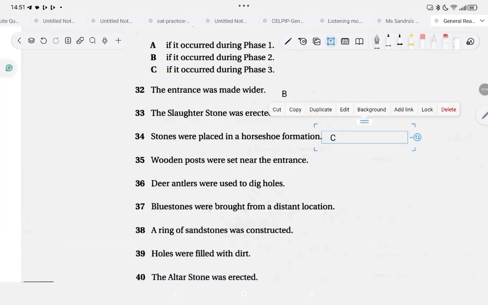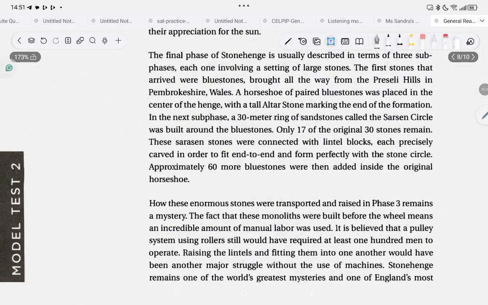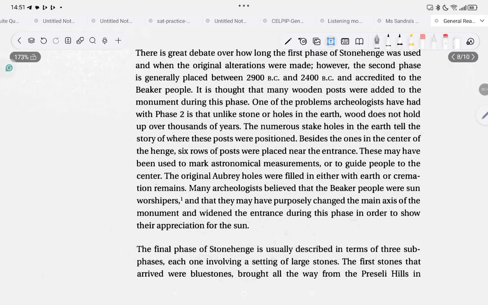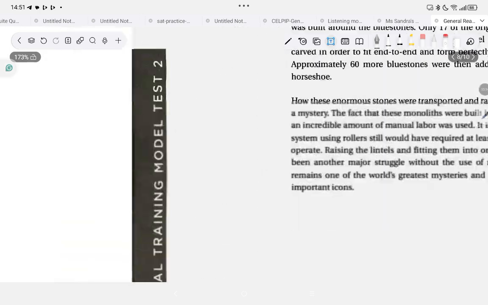35. Wooden posts were set near the entrance. I think I saw that in phase two. It says the numerous stake holes in the earth tell the story of where these posts were positioned. Okay, it says the second phase is generally placed between 2900 BC and 2400 BC, and according to the Beaker people, it's thought that many wooden posts were added to the monument during this phase. So that's phase two, right? So that's B.